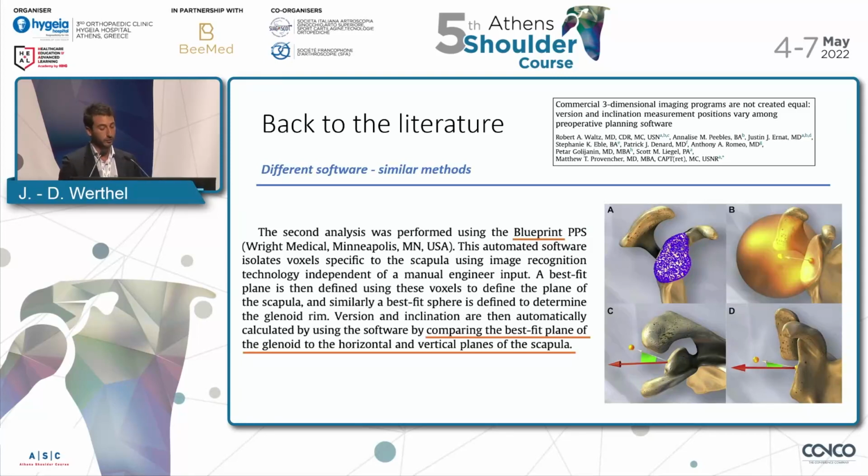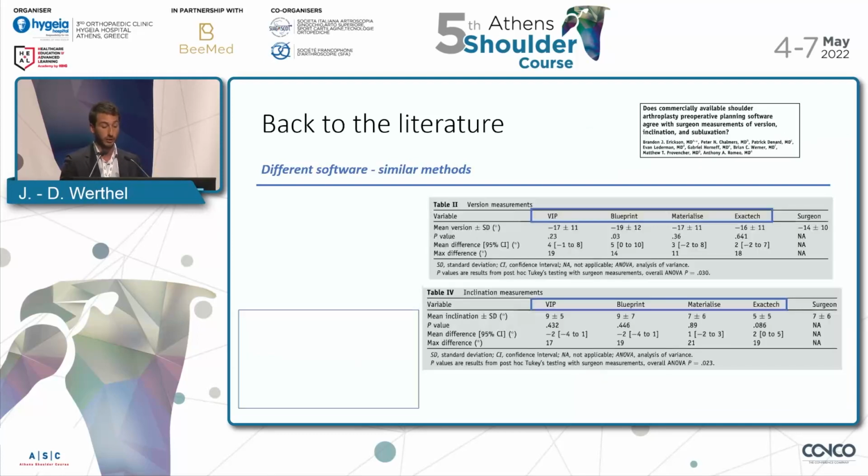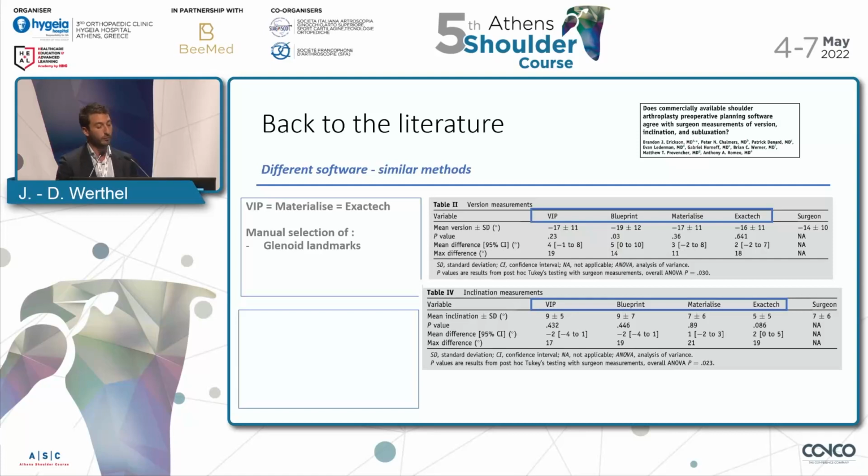Blueprint uses a best fit sphere instead of a plane, and here they mention that it's a difference between planes, so nothing is very accurate, and I think it's important to have things clear if you want to understand what you're doing. And then when you look at this study that compared several methods, they compared Blueprint to 3 other softwares, VIP, Materialize, and Exatech. They use exactly the same methods with manual selection of glenoid landmarks, scapular landmarks, CG line, and humeral head landmarks.